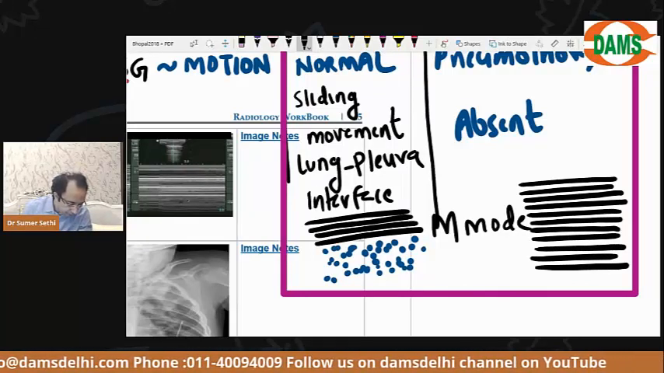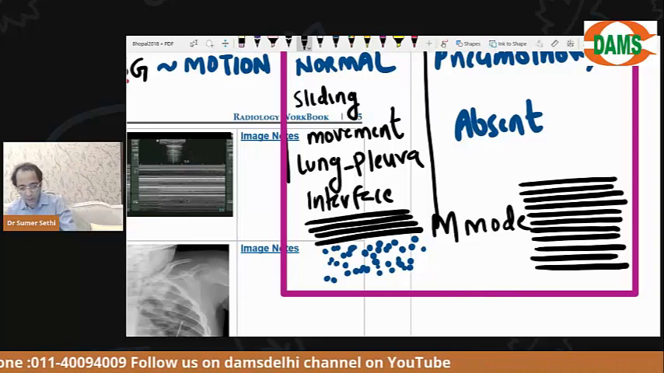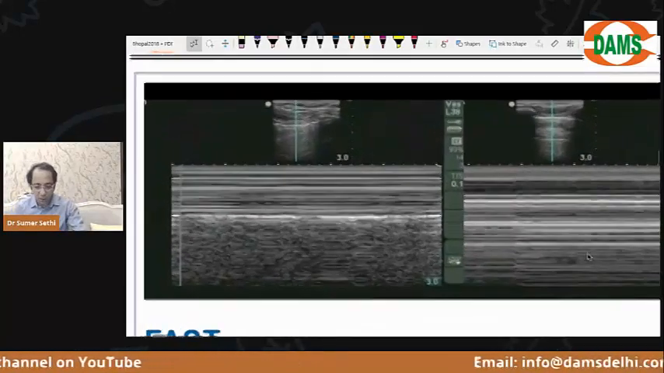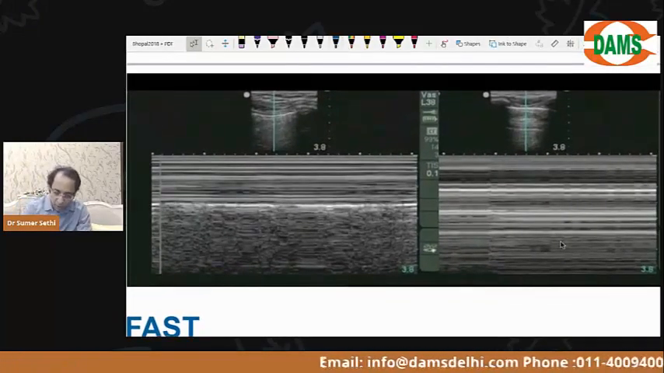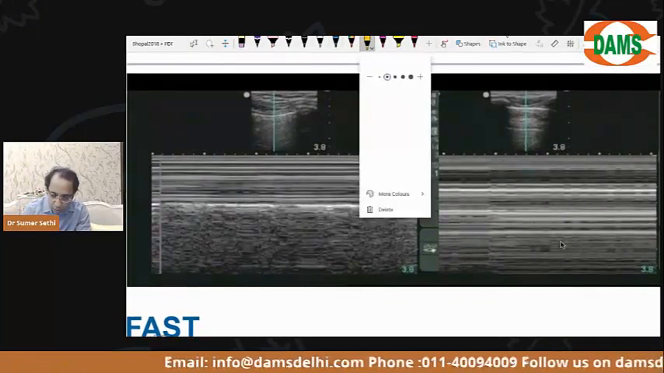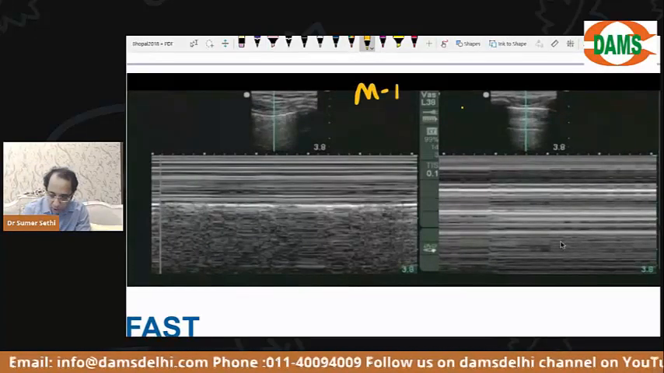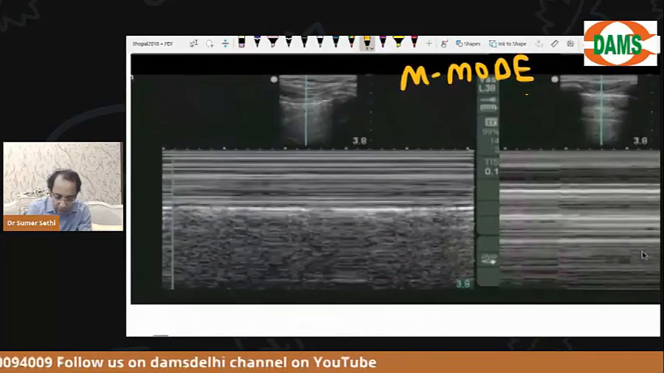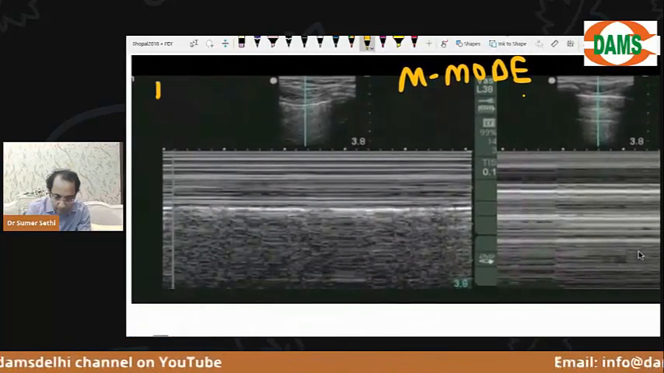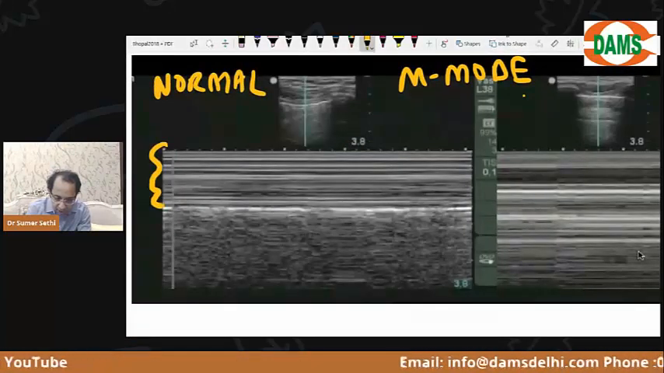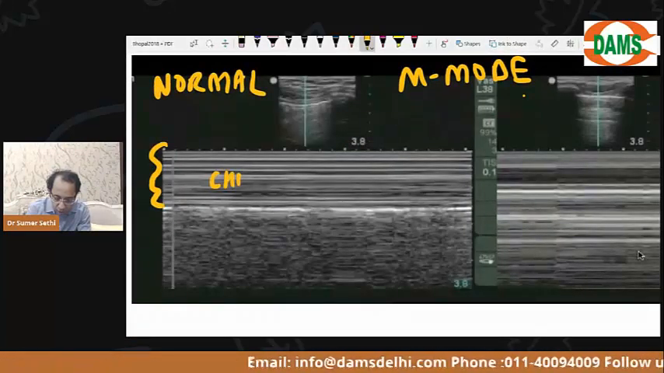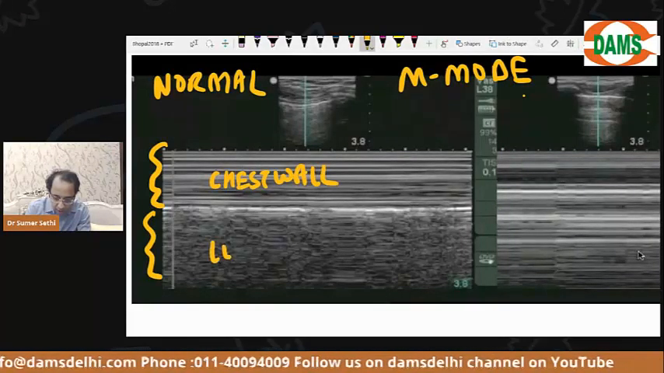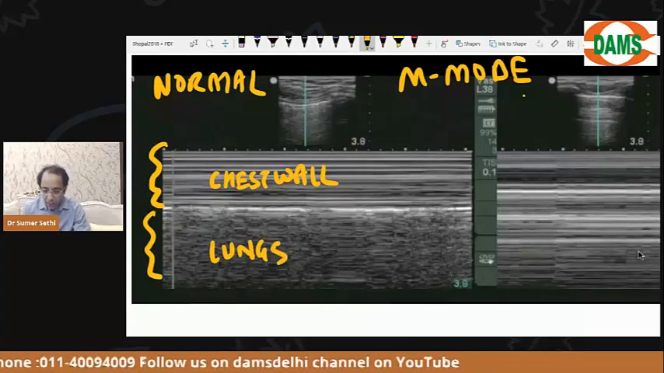Are you clear? Everybody understands? Now see with me again. I am sure you have studied this in your surgery class also, but I want to repeat. This is an M mode ultrasound. Look at the normal appearance here. Can you see the flat lines at the chest wall? There is no movement happening at the chest wall. And in the lungs, because of movement, the lines are distorted.